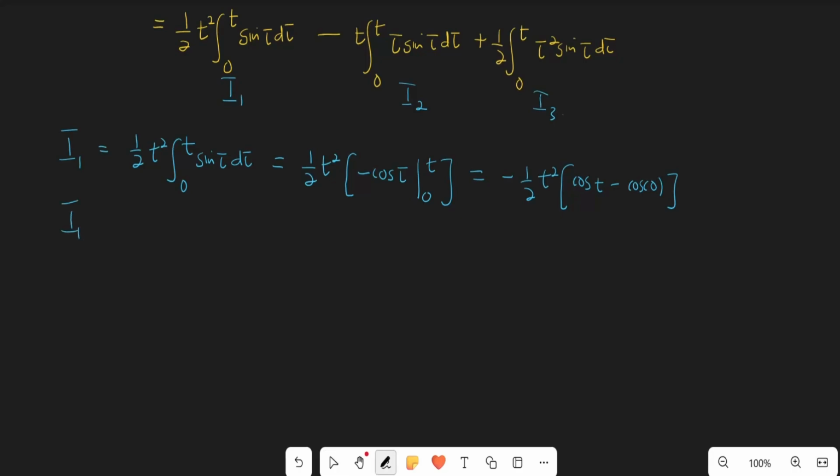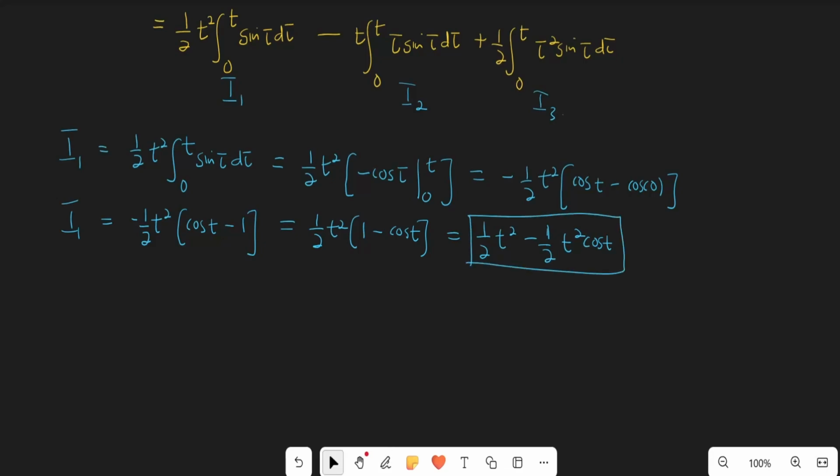Right. So I1 here is evaluating to negative 1/2 t squared, and then inside is going to be cosine of t minus 1, because cosine of 0 is 1. And this one is going to reverse to 1/2 t squared into 1 minus cosine of t. This is what we have. Or we can just distribute in the 1/2 t squared. That is going to be 1/2 t squared minus 1/2 t squared and then cosine of t, like this. This one is the first integral.